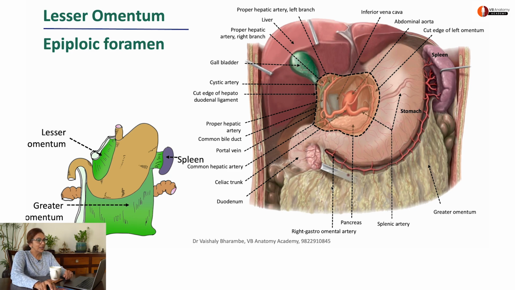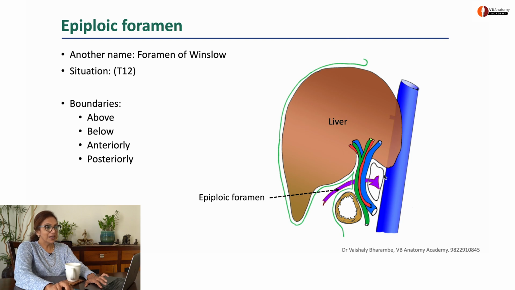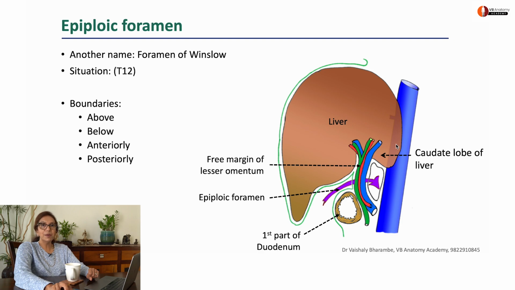You can see it better over here, and now I am dissecting it open to show you all the structures you will find behind the lesser omentum and in the right free margin of the lesser omentum: DAV. Ducts, artery, vein. Which ducts? Hepatic ducts. Which artery? Hepatic artery. Which vein? Portal vein. Now if you look carefully, this is the right free margin I talked about. Behind it, there is a small foramen through which you can put your finger, called the epiploic foramen. It is bound above by the caudate lobe, below by the first part of the duodenum, anteriorly by the right free margin of the lesser omentum, and posteriorly by the inferior vena cava.